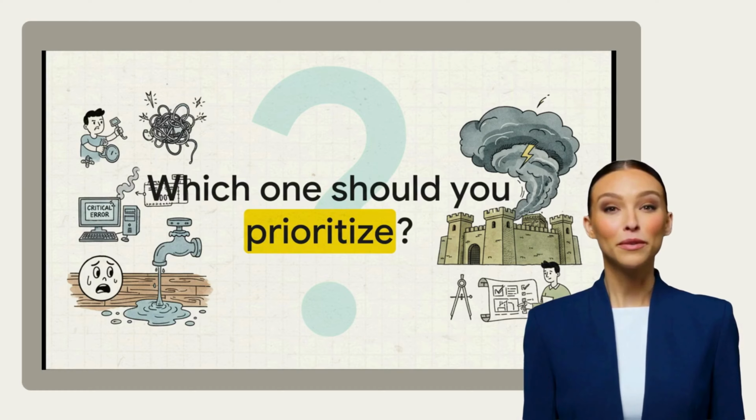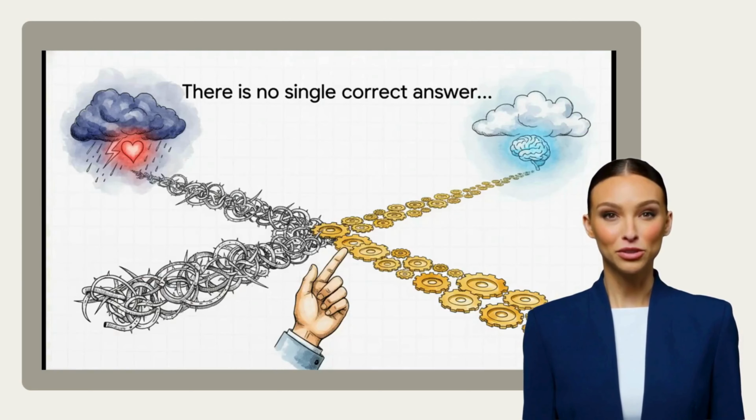Do you fix the constant, annoying problem that everybody is complaining about, or do you put your resources toward preventing the absolute disaster that might never even happen? This is the exact kind of tough call that teams have to make every single day, and the truth is, there isn't one single right answer. It really depends on your team's goals and what you're willing to live with.